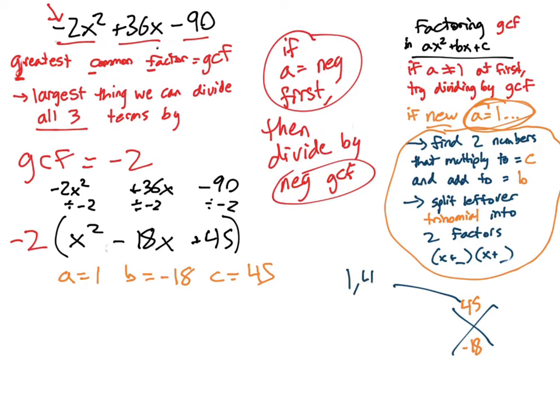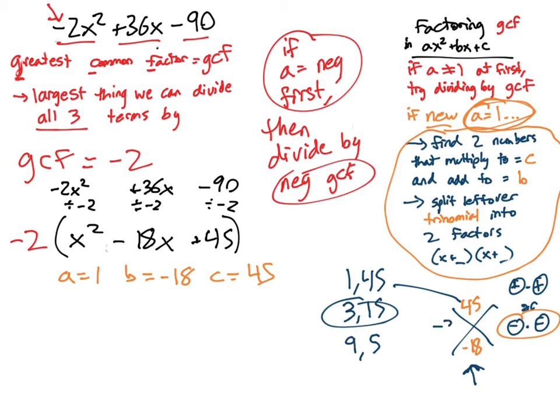To get 45, we could multiply 1 and 45, 3 and 15, or 9 times 5. If we're multiplying to get a positive value, we need to do either a positive times a positive or a negative times a negative. But since the number that we're trying to add to get is negative, the only way that will work is if we do a negative times a negative. To get negative 18, we could use negative 3 and negative 15. When we multiply those together, we get positive 45, and when we add those, we get negative 18.